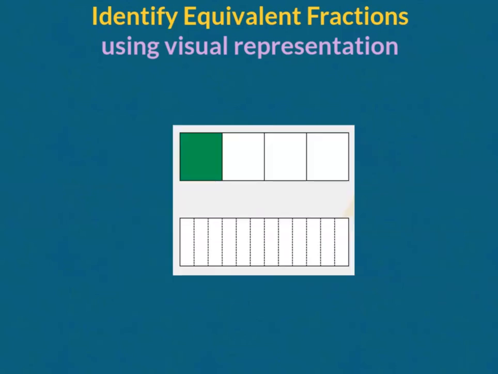What fraction is shown in the top figure? 1/4, 1 part of 4. Now look at the lower figure. Can you work out what fraction is equivalent to 1/4 using the second figure? First, I had to work out what the denominator was. I had to count how many parts were in that lower figure. 12 parts. By lining up the two figures, I can see that 1 part of 4 is equivalent to 3 parts of 12.